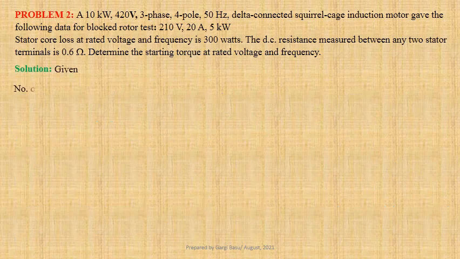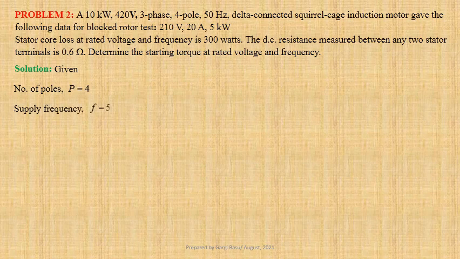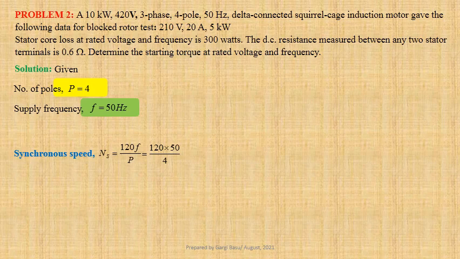Given number of poles of the motor P equals 4. Supply frequency F equals 50 Hz. Let us now determine synchronous speed. Ns equals 120 F by P. Using values we get 120 into 50 divided by 4. That gives us 1500 revolutions per minute.